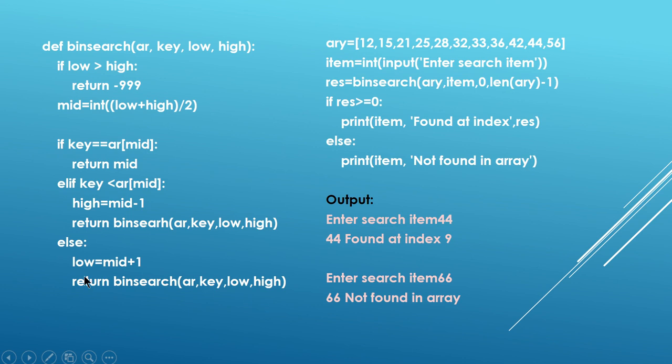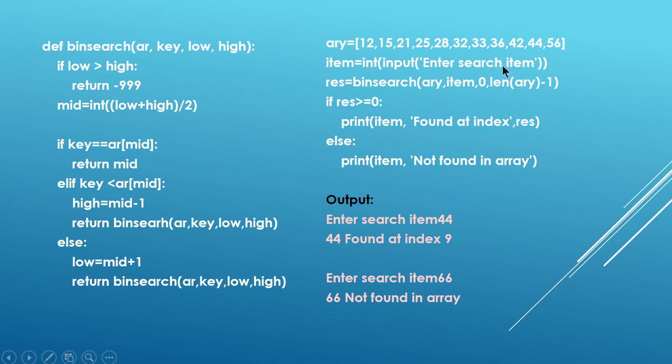Otherwise, low is equal to mid plus 1, that is, if the key is greater than AR of mid. It is not equal, it is not lesser, so it must be greater. So if it is greater, then I am changing the low value to mid plus 1 and calling the same function again, AR comma key comma low comma high. So this is the list of elements, this is my top level statement, and then the item that you would like to search.